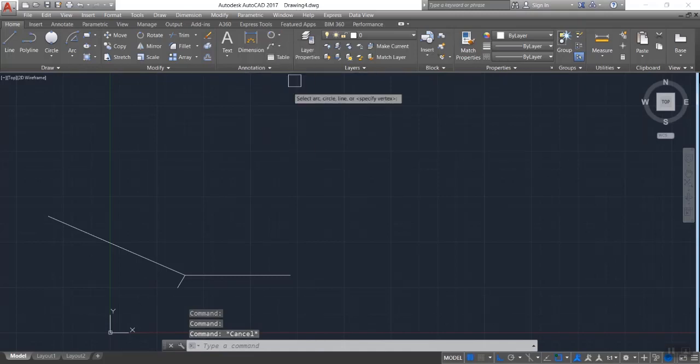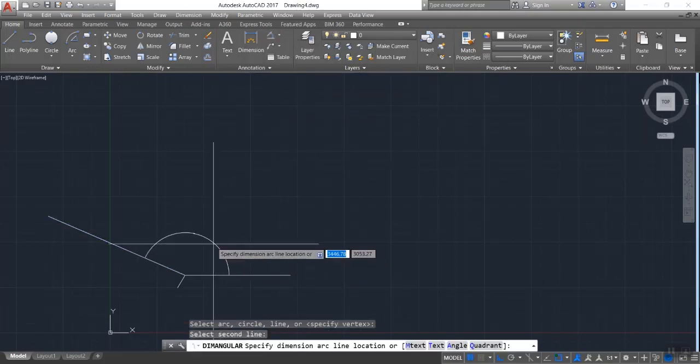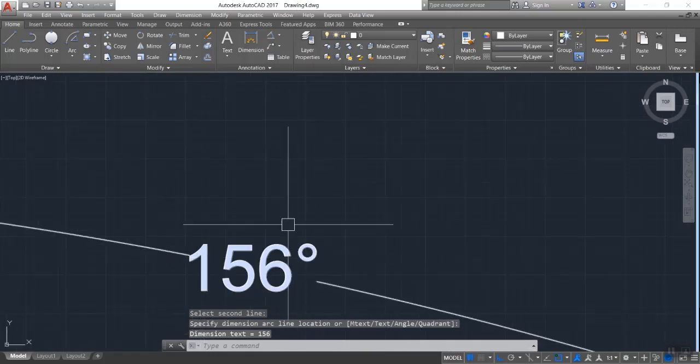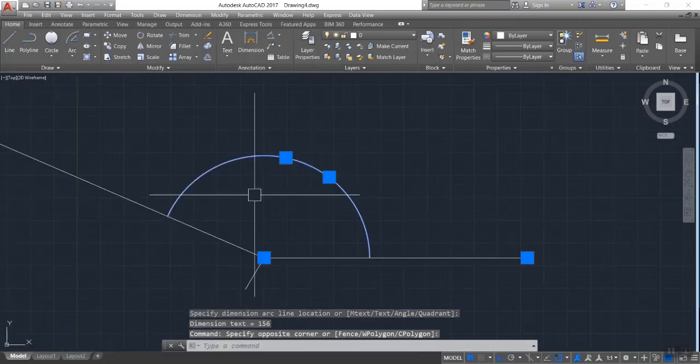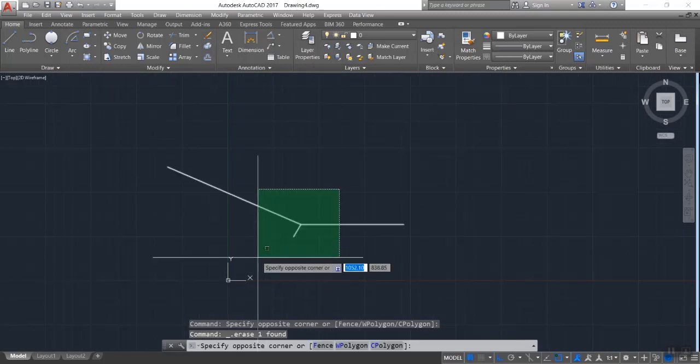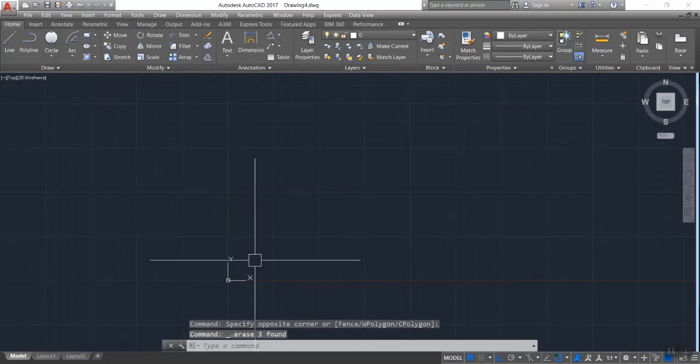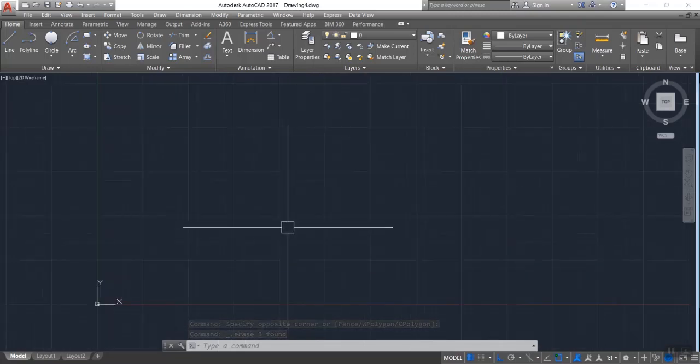Okay, let's see angular, you can see 156 degrees exactly. Okay, all these measurement things I will be explaining to you soon enough. So I just showed you how to draw different types of lines.